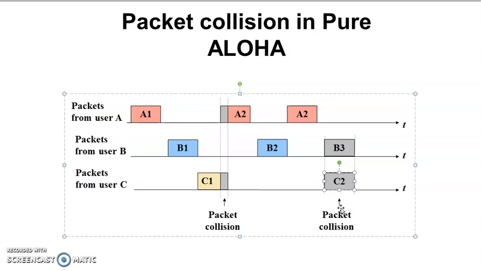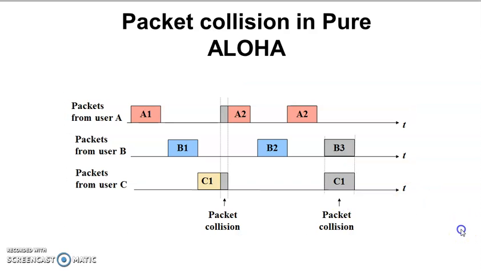Because earlier A2 and C1 collided, in the next case we have B3 and C1, because C1 is retransmitted but collides with B3, so they both will be retransmitted. And then we can find that the probability of a collision and data loss in a pure ALOHA system increases with the traffic from the users.